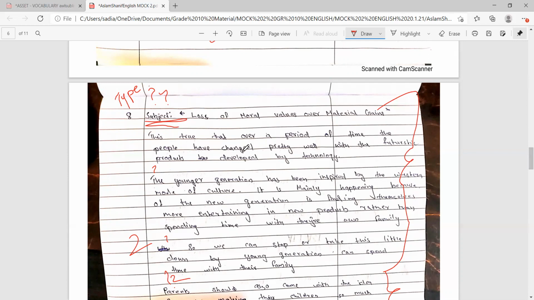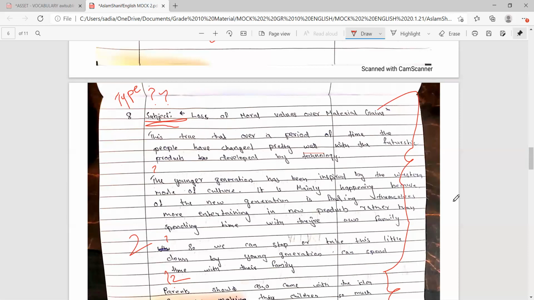Now let us read and find out what format it is. Subject is usually written in a letter. This is true that over a period of time the people have changed pretty well with the futuristic products and developed by technology, the younger generation.